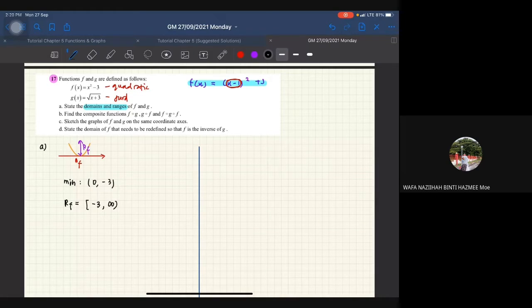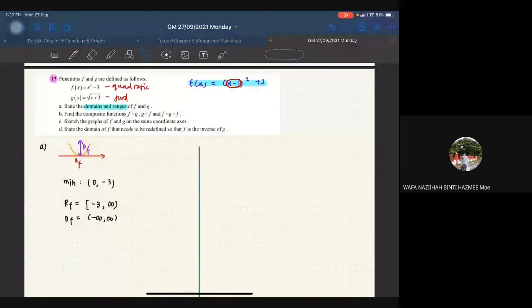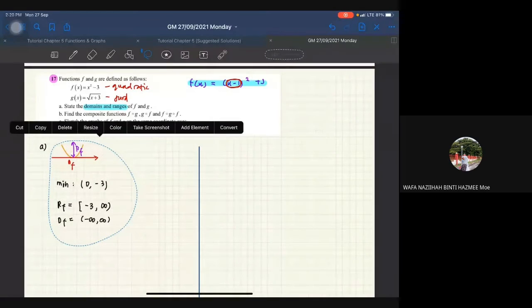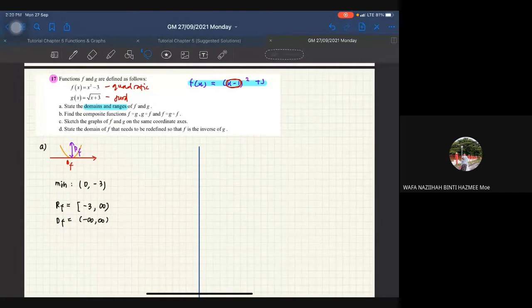Like that. Okay, and then our domain is actually from negative infinity until infinity. Okay, can? This is if you don't want to use the graph method. You don't need to draw it fully, just draw a little bit. Okay, so this is a quadratic function. Okay, what about our surd function? So I divide this one into two parts.